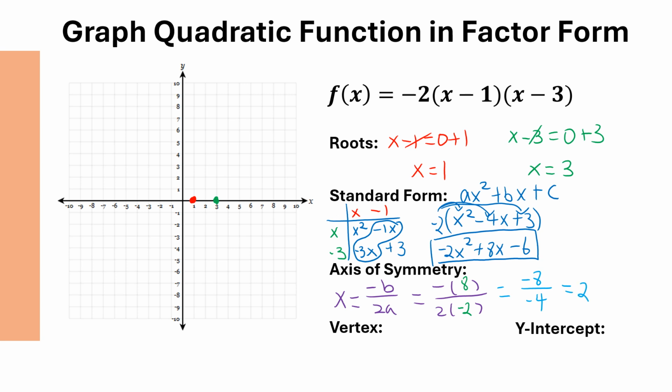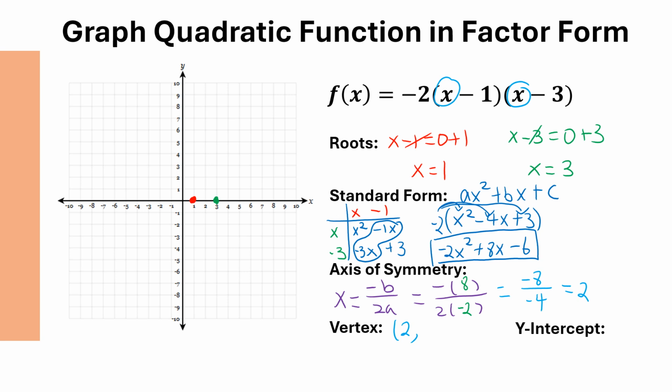And we know that the axis of symmetry, that line goes through the vertex. So therefore, they share the same x value. So now the only thing I need to do is to find the y value. And to find that, you can either use the factor form or the standard form. It doesn't matter. So I'm going to use my factor form and plug in my x of 2 to find out what the y value is.